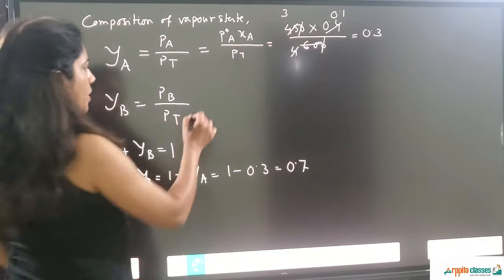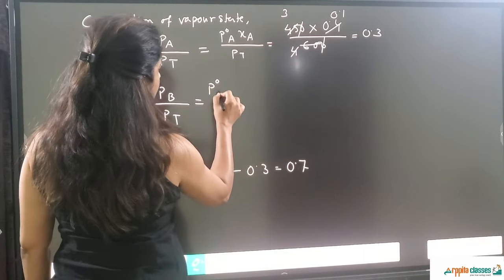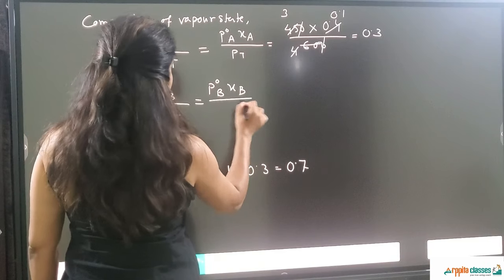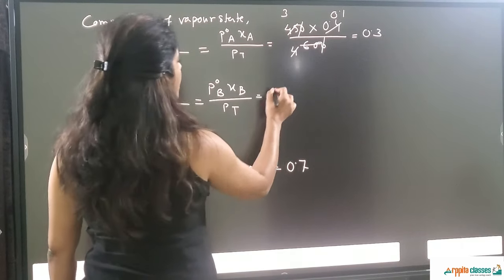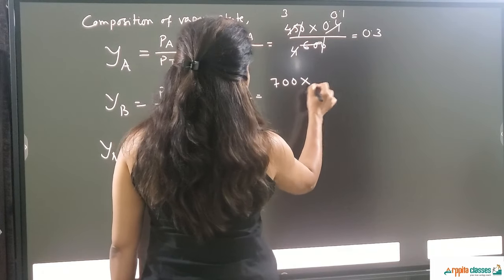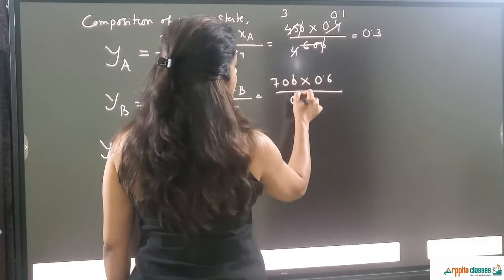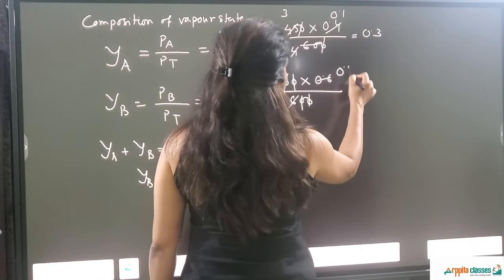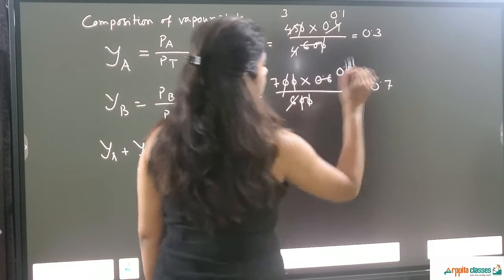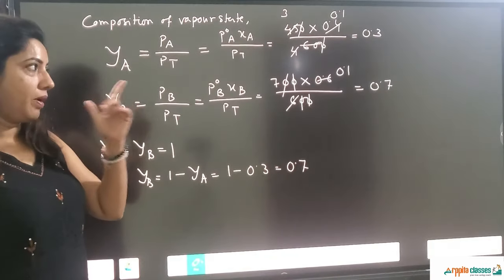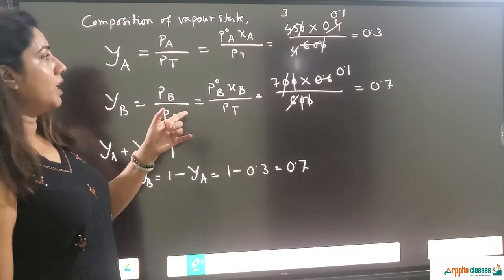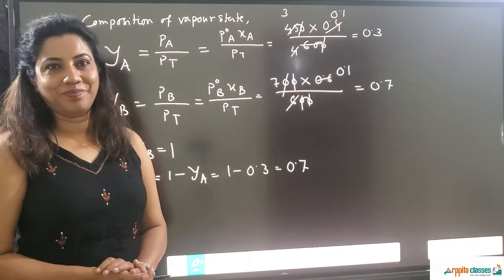Or you can use this formula also. PB is what? P naught B into XB divided by PT. P naught B we had 700, XB is 0.6 divided by this is 600, 0, 0, 0, 0 cancel. This is 0.1, so we can get 0.7. So this is the composition of the vapor state, that is 0.3 and 0.7.